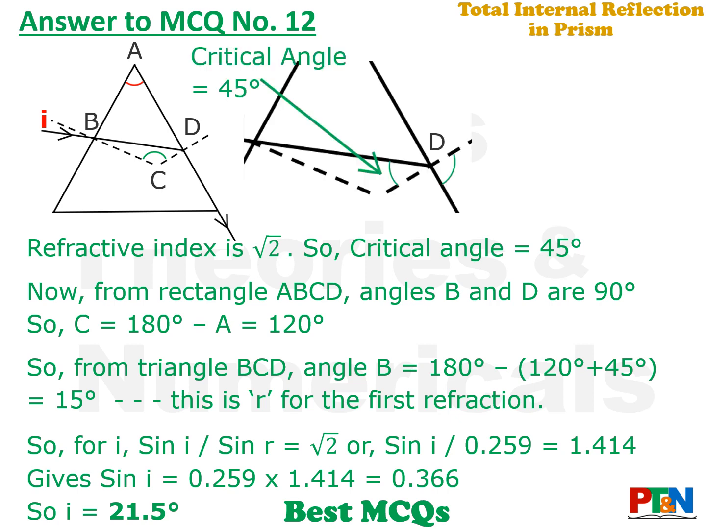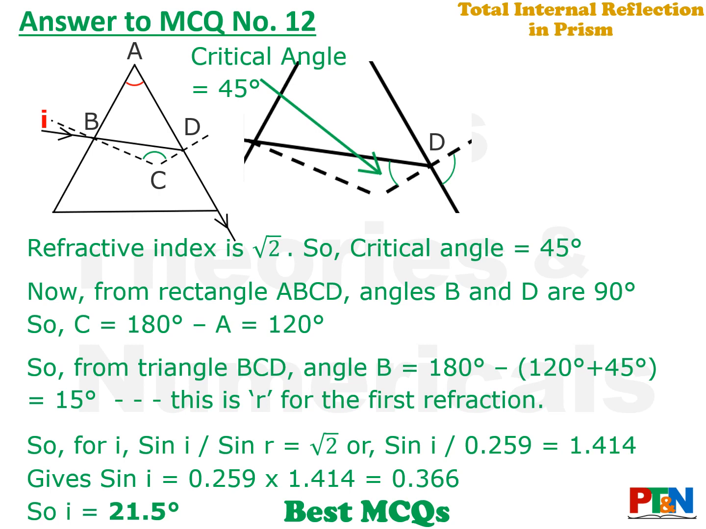So at point D, the critical angle value will be 45 degree because refractive index is √2. So you do mu is equal to 1 by sin C, and you get the value of critical angle as 45 degree. That's easy. We have done many MCQs on this. So critical angle is 45 degree. We got this angle 45 degree.